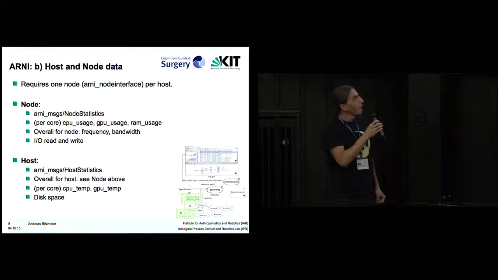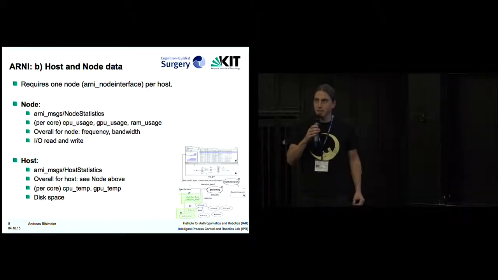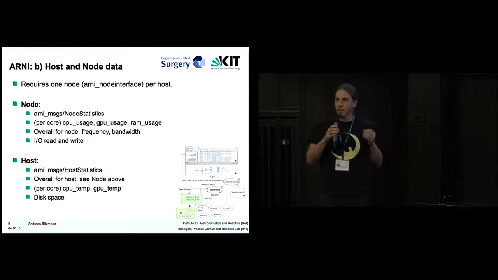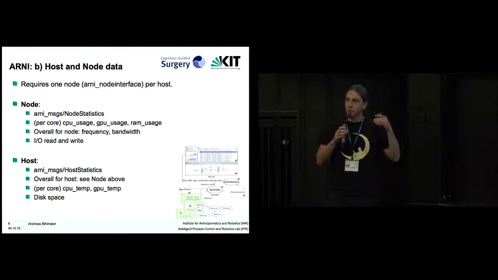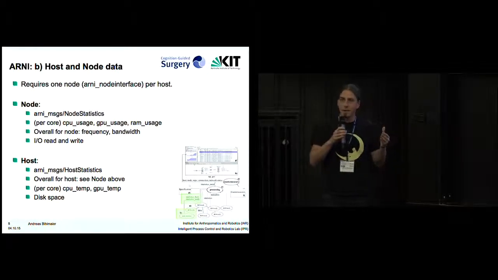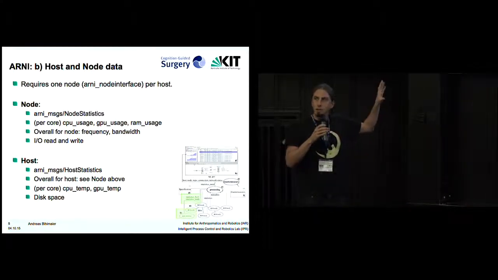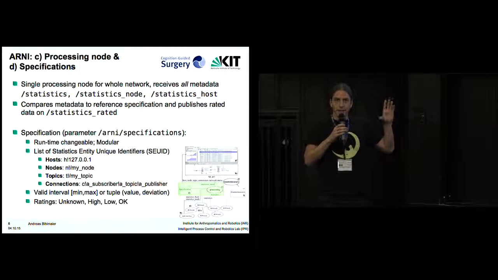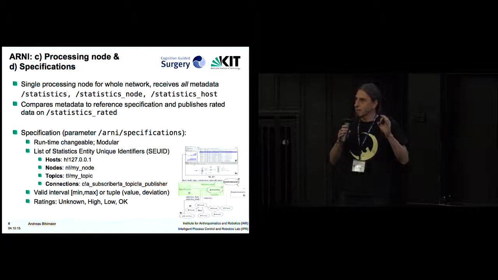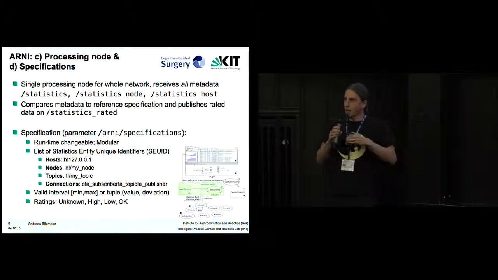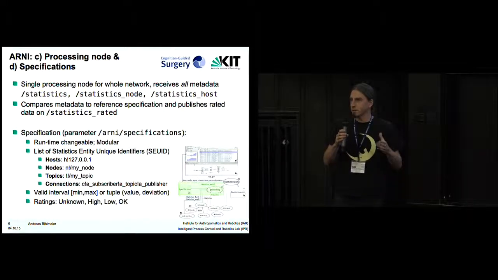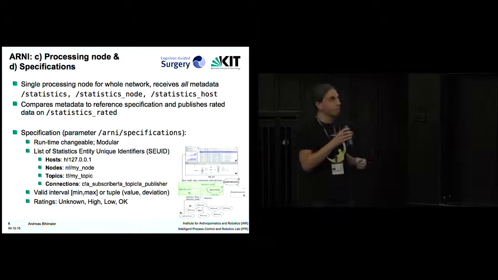We extended these capabilities for providing host-based and node-based statistics. You have to run one specific node on each host of your ROS setup, and that will provide you with all these additional metadata. All these data get aggregated because it's only a small amount of data. In our whole lab setup, it's like 100 kilobits per second. That's not a lot if you compare that to your usual data, which is gigabits per second.